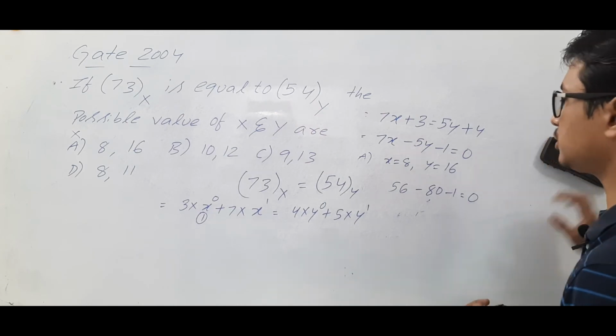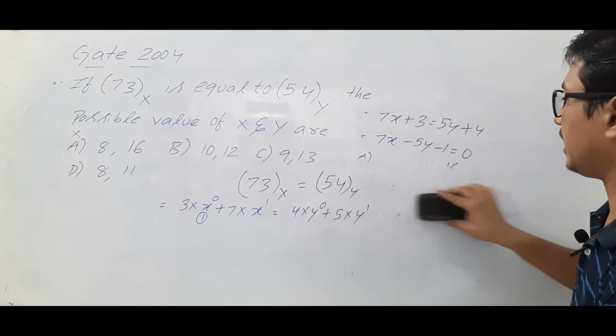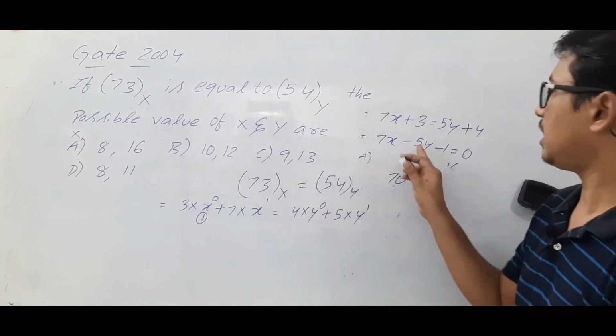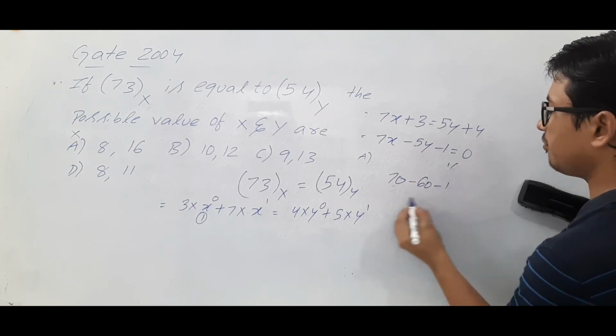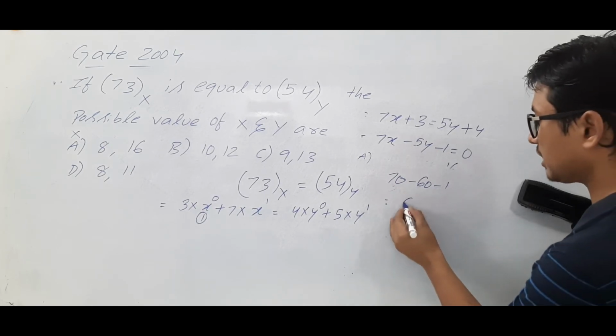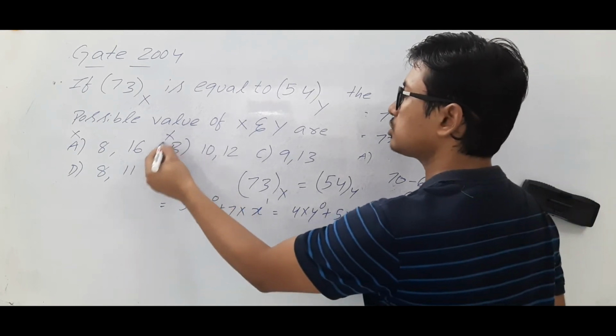Now we will substitute option B. What is option B? X value they have given 10, so 7 into x I will get 70. Y value they have given 12, so 5 into 12 I will get 60. If I do it, I will get 70 minus 61, which is 9, not equal to 0. So even option B is also not correct.